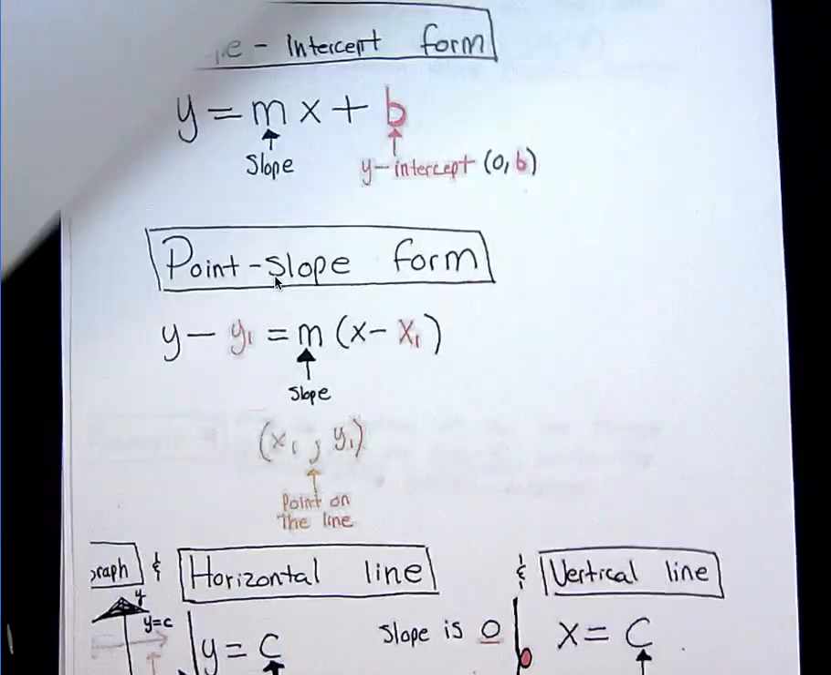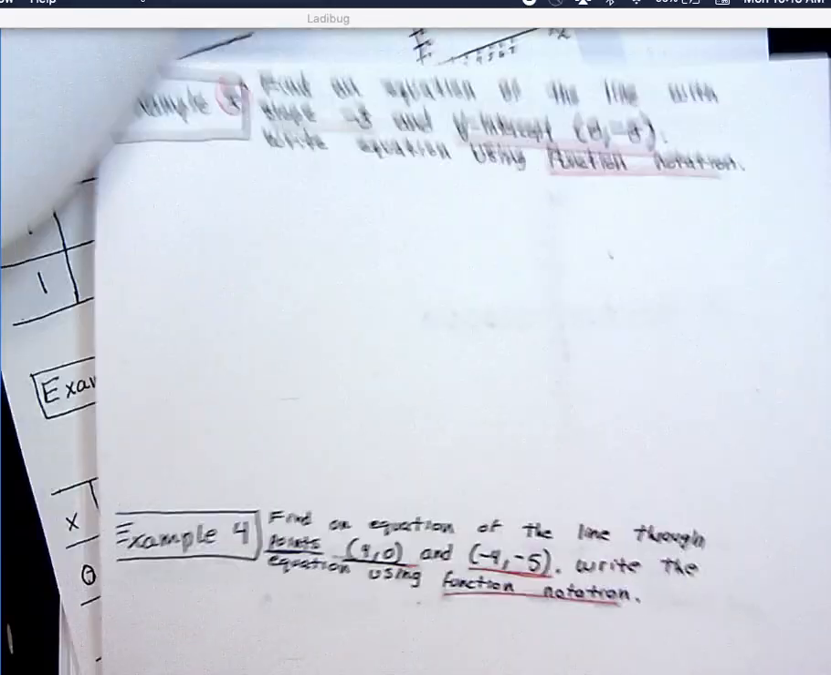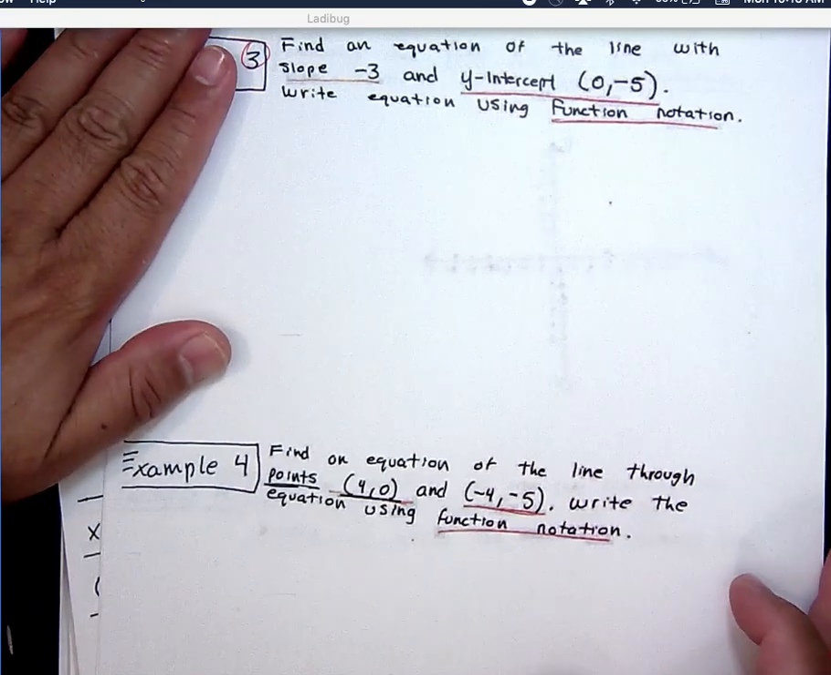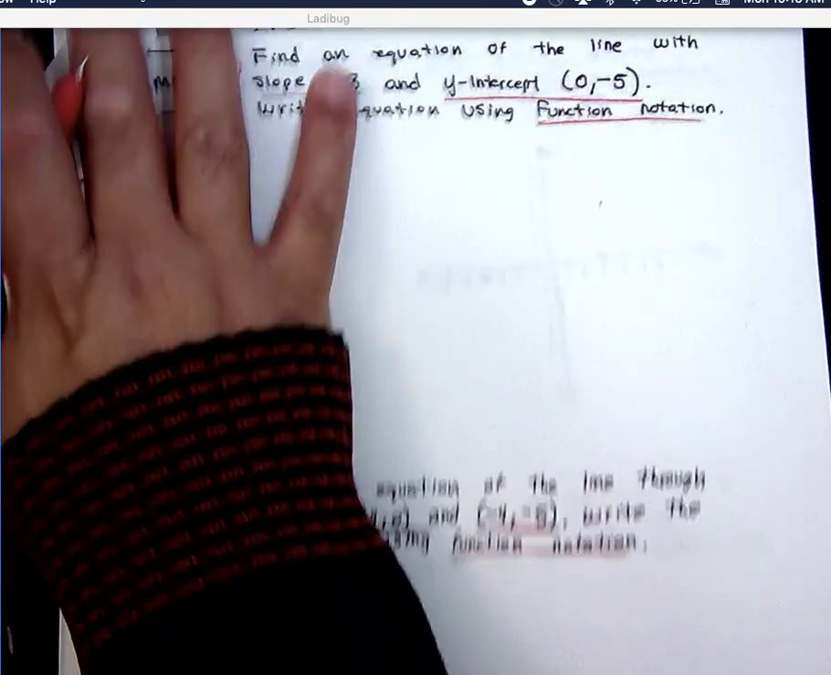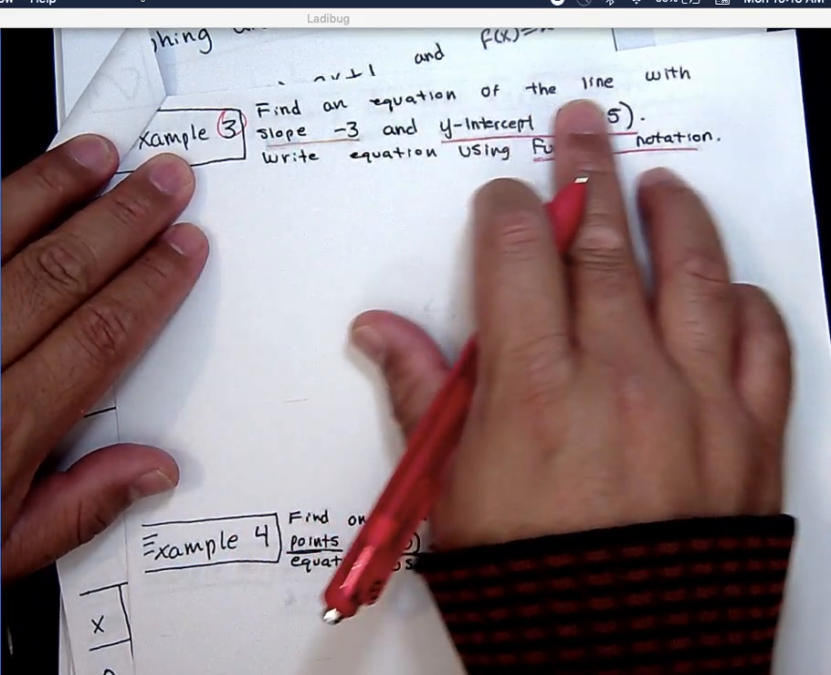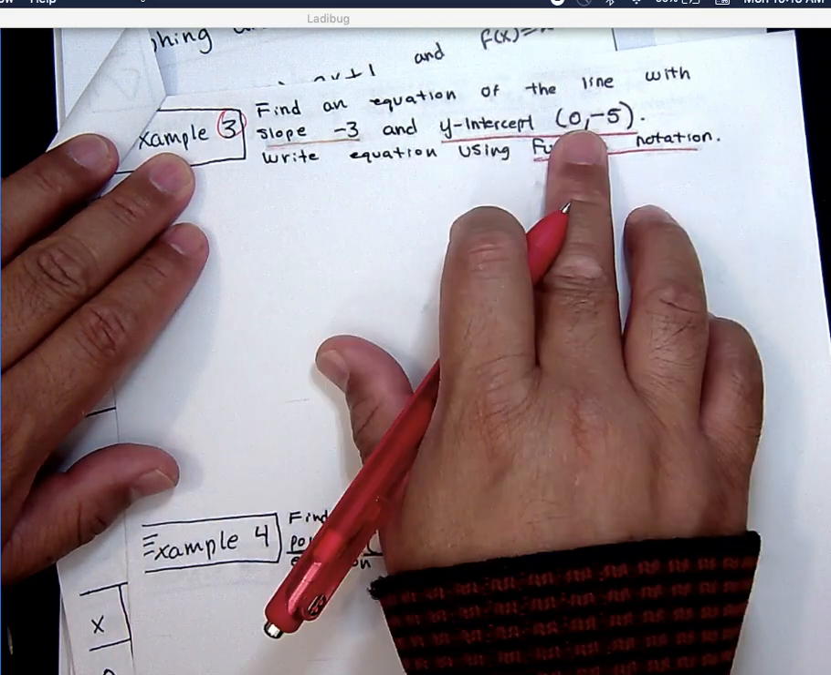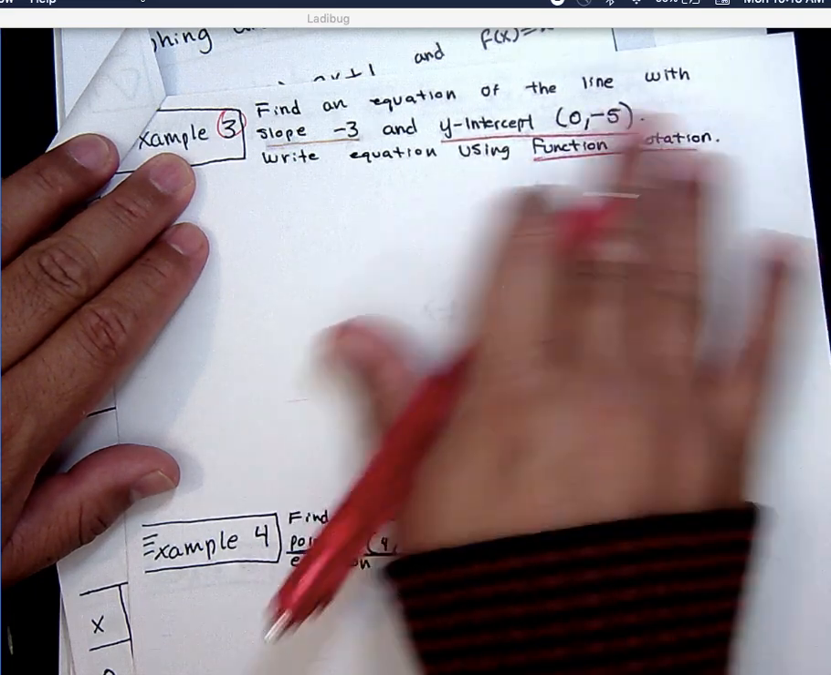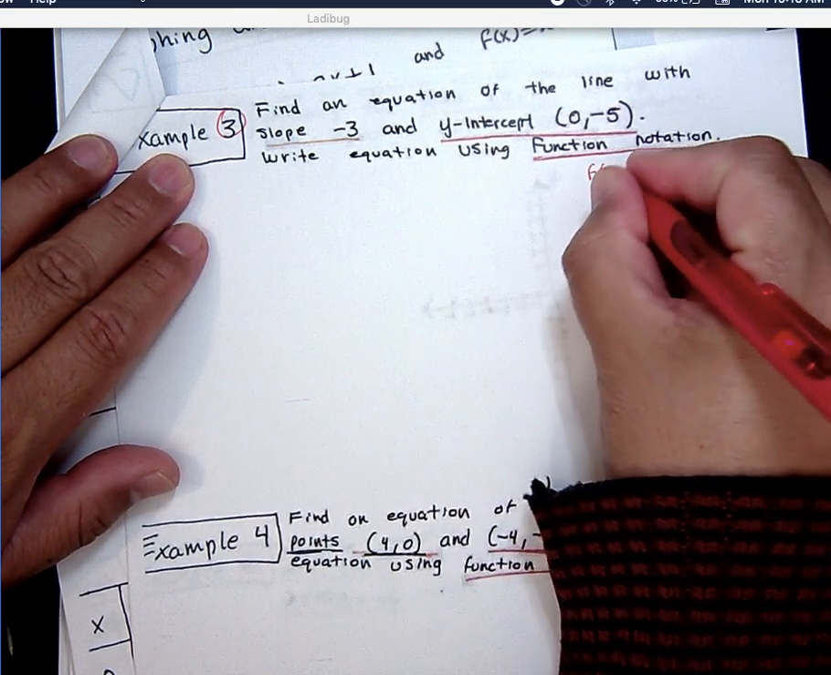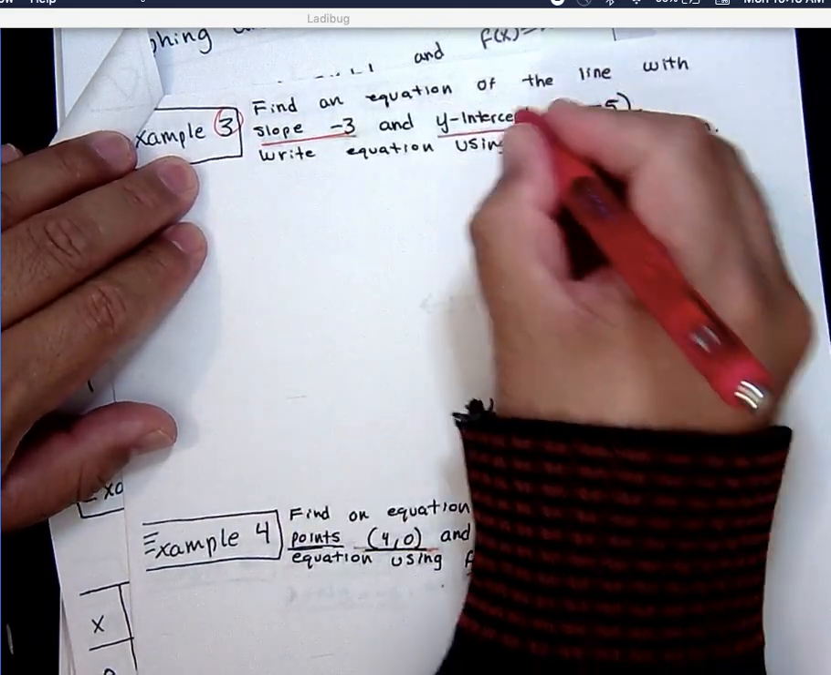Now let's go to the other question, and that would be 3. Hopefully I have time to finish because I have a meeting right now. So this is question 3, and it's asking you to find that line. Find an equation of the line with slope negative 3 and y-intercept. So they're giving you the slope and the y-intercept. Write the equation in function notation. So this is just the f of x thing.